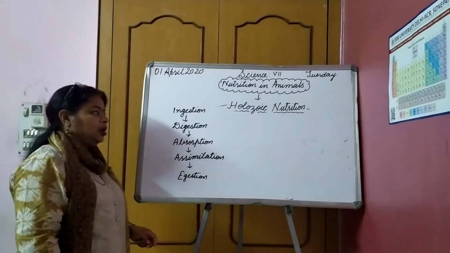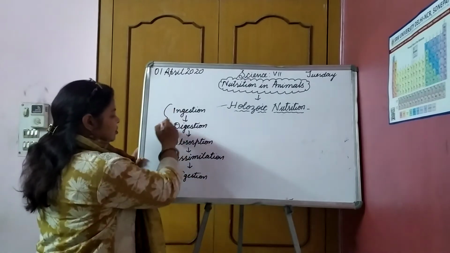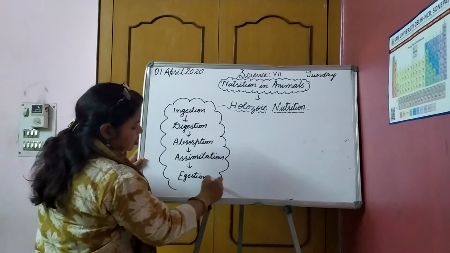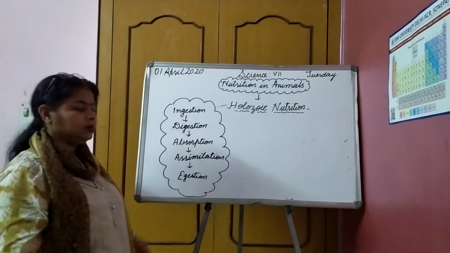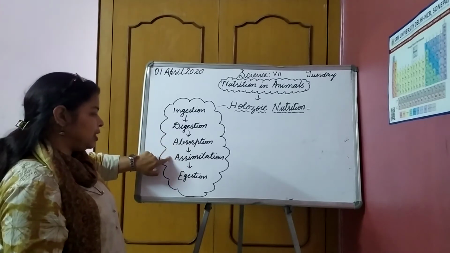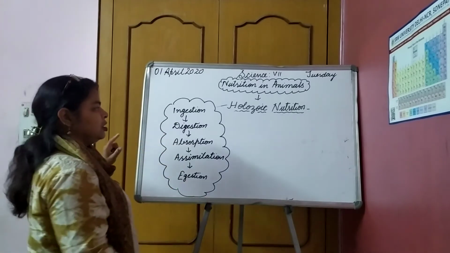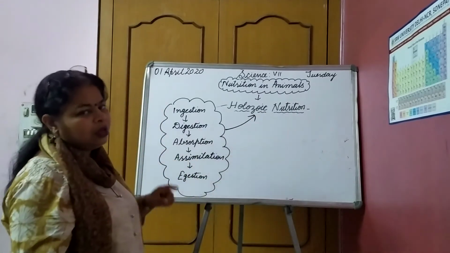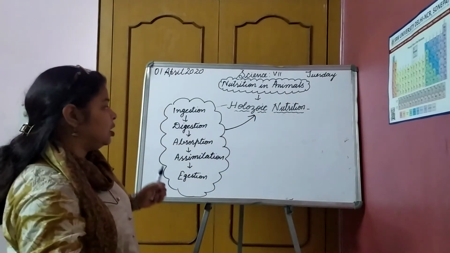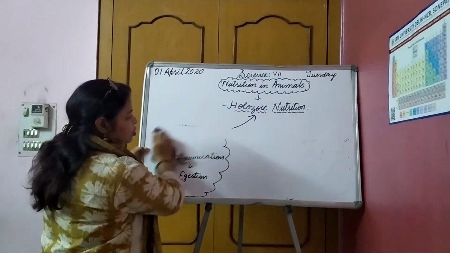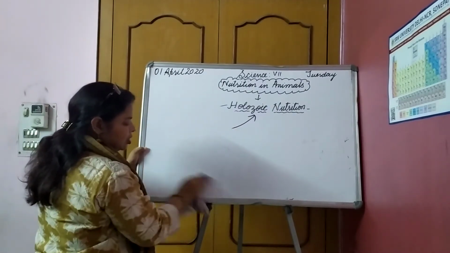Okay. Now this flow chart you need to learn. Ingestion, digestion, absorption, followed by assimilation and then egestion. And these are all the steps which come in Holozoic nutrition. Now, we will study about this Holozoic mode of nutrition in amoeba.